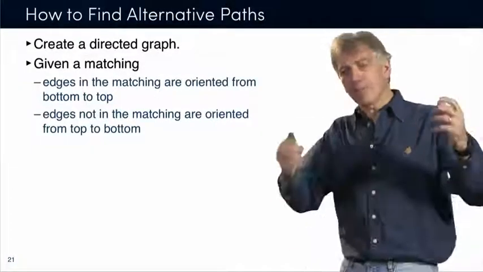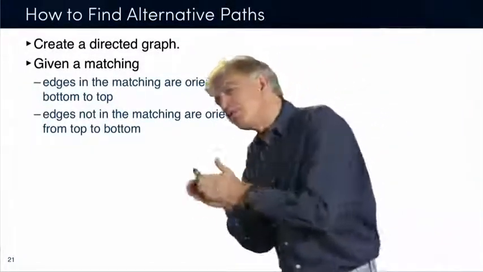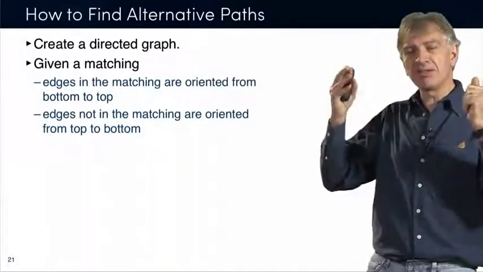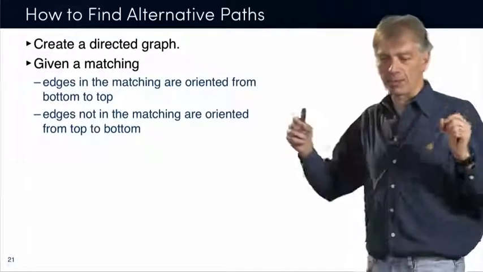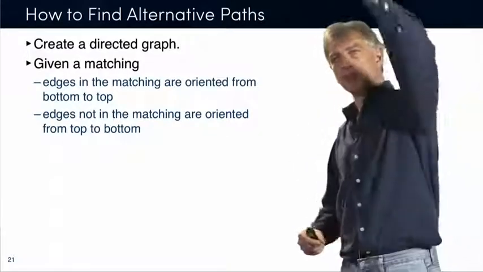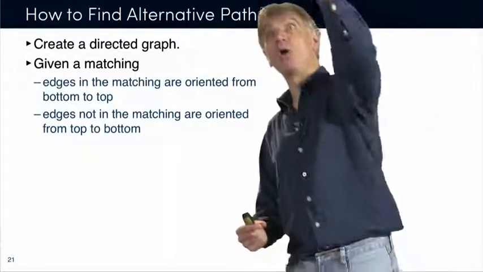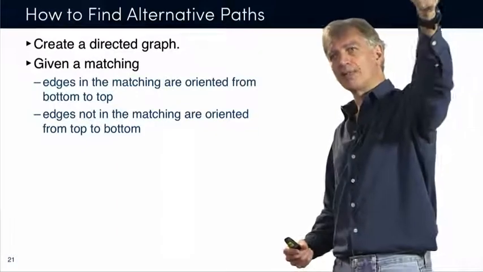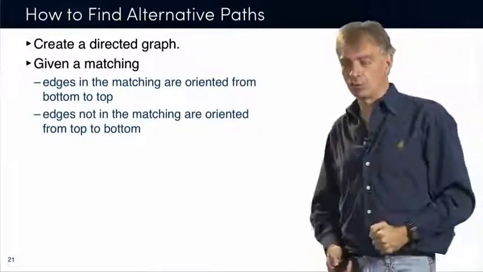So how do I find this alternating path? You can see that I'm moving step by step, refining this concept one at a time, and this is the final step. So I'm telling you what the algorithm is. You have to create a directed graph, given a particular matching. The edges of the matching are going to be oriented from the bottom to the top, so these edges allow me to go to the top, and the edges which are not in the matching are going to be oriented from the top to the bottom. I will then be able to assign a value to a particular variable.